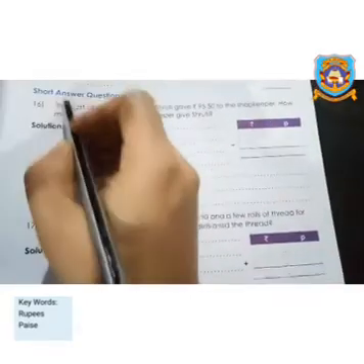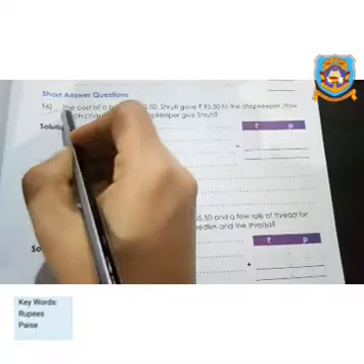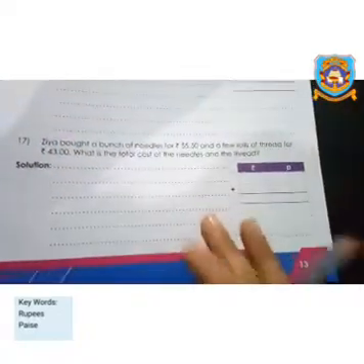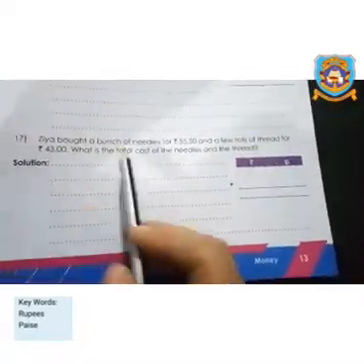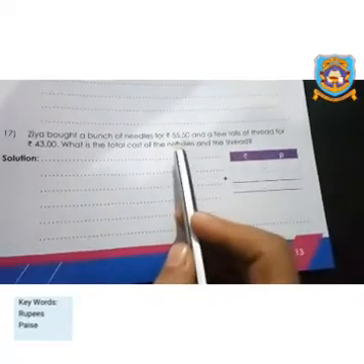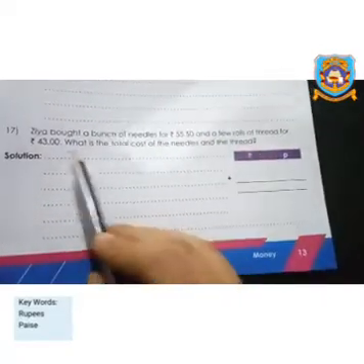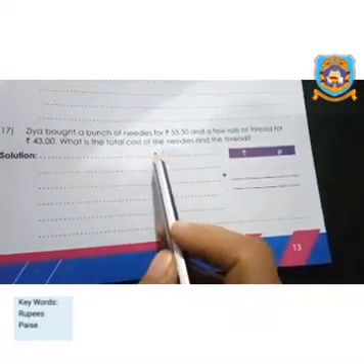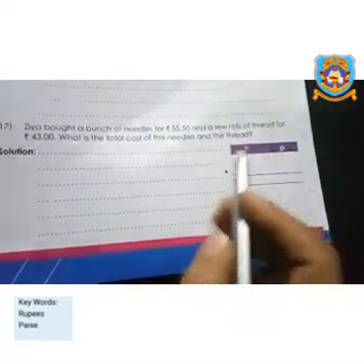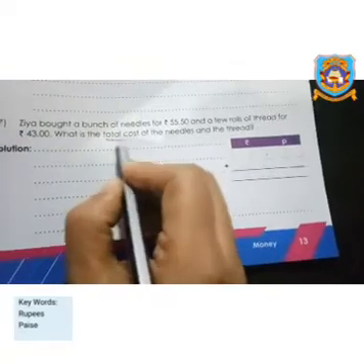So children, in the last class we have done till question number 16. Let us go to question number 17. Jia bought a bunch of needles for rupees 55 and 50 paise and a few rolls of thread for rupees 43. What is the total cost of the needles and the thread? So we have to find the total cost.